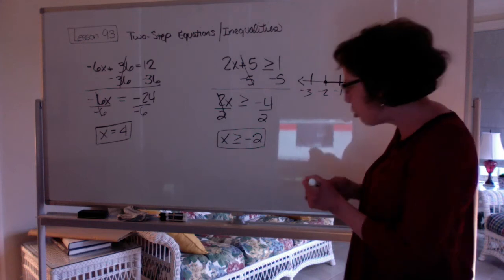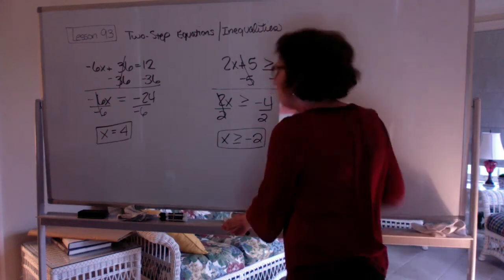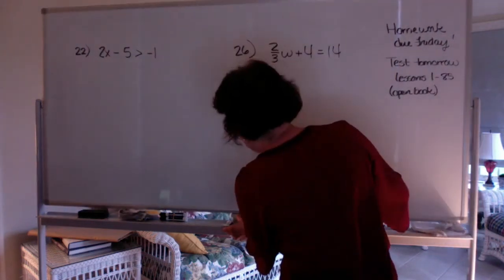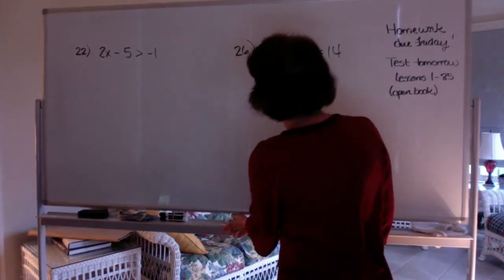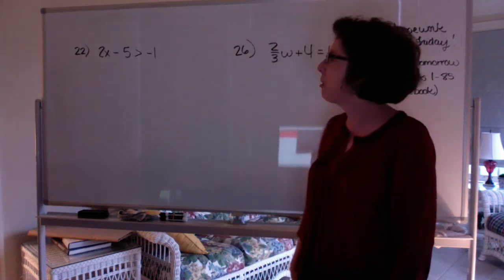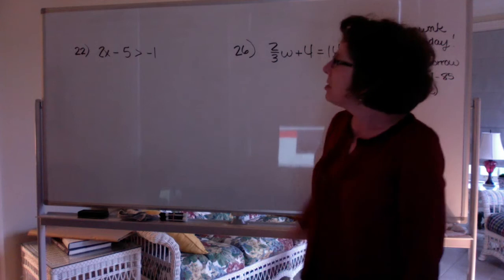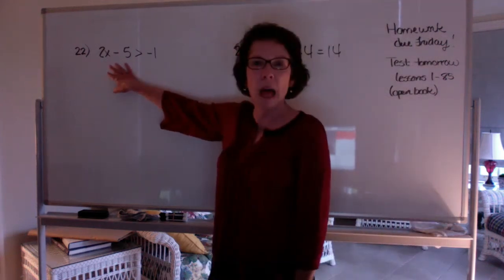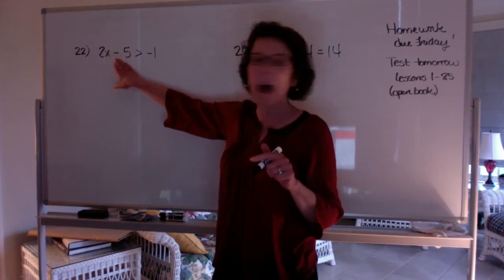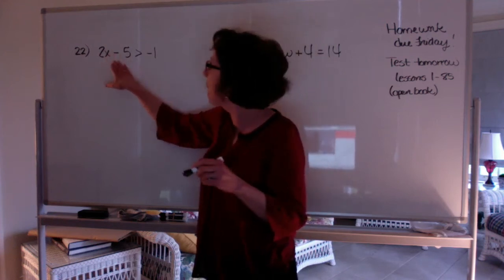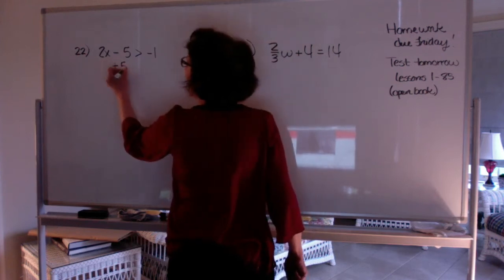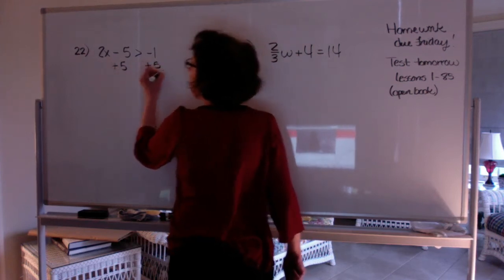Now, let's do 2 problems from the homework. All righty, here we go to the other side. And we're going to choose to do number 22 and number 26. So let's look at 22 first. It's an inequality. So over here, I'm going to look on the side of the variable. I always add or subtract first. So I'm going to do the opposite of subtracting 5. I'm going to add 5. So I'm going to put a plus 5 on both sides of the equation.